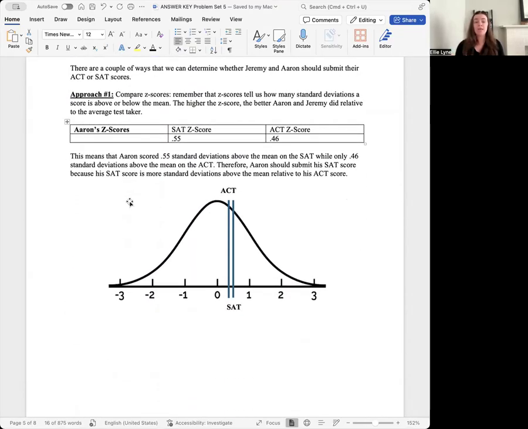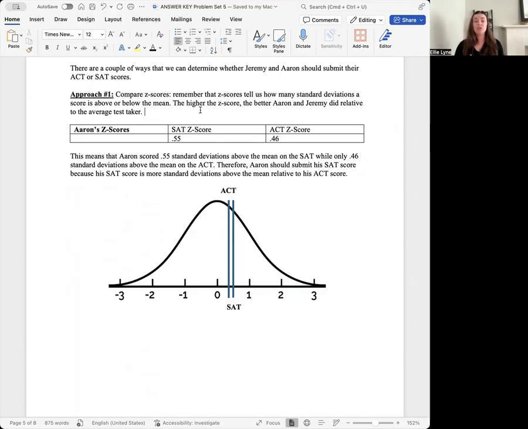Using our tables that we calculated before, there's a couple of ways that we can make this decision. I'm going to show you two ways, and either one is perfectly fine, whichever you're more comfortable with, but I'm going to illustrate them both so you can see how it's done. The first is we can simply compare z-scores. Remember that z-scores tell us how many standard deviations a score is above or below the mean. In this case, the higher the z-score, the better Aaron and Jeremy did relative to the average test taker.